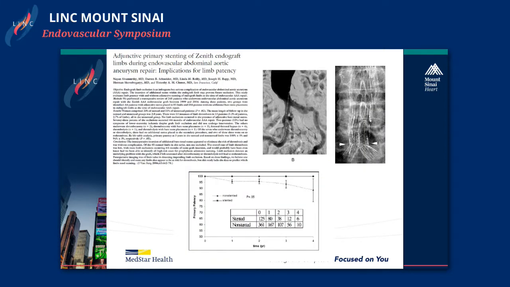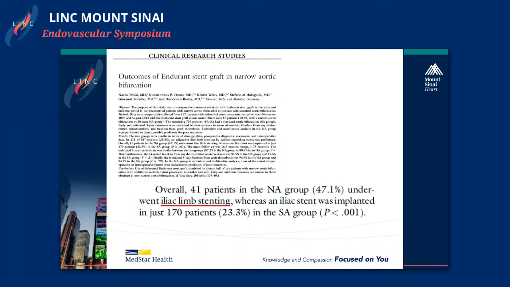And certainly the idea of stenting is not something new. In this paper out of UCSF, they looked at their experience with the Zenith endograft, and in situations where they thought the limbs were compromised, including a narrow aortic bifurcation, they would put stents in. And they found that anybody who was stented had a 100% limb patency rate. So again, supporting that narrow aortic bifurcation with stents is a good way to go. And going back to this Endurant paper, when they looked at the narrow aortic group versus the standard aortic group, those patients in the narrow aortic group had twice the rate of adjunctive stenting that helped create that patency and support those results.